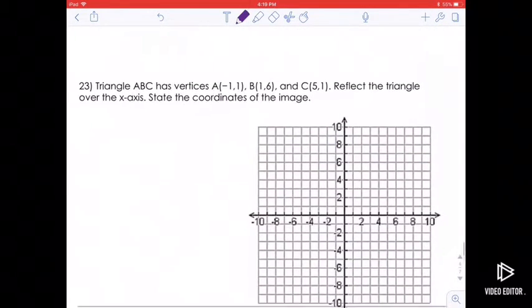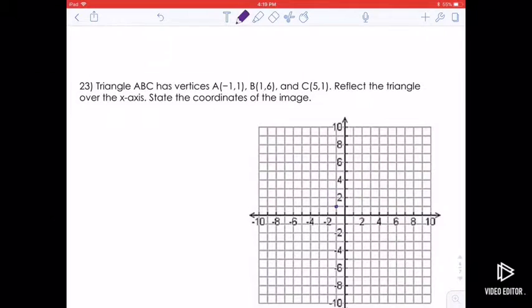Triangle ABC has vertices A, negative 1, 1, B, 1, 6, and C, 5, 1. Reflect your triangle over the x-axis, state the coordinates of the image.